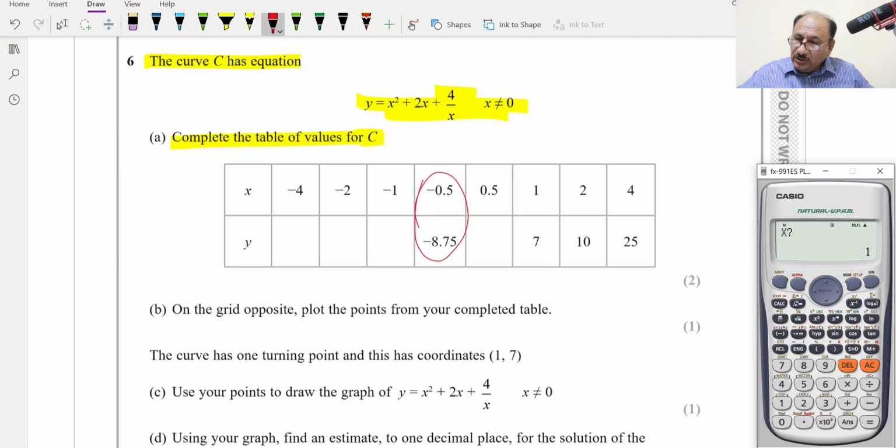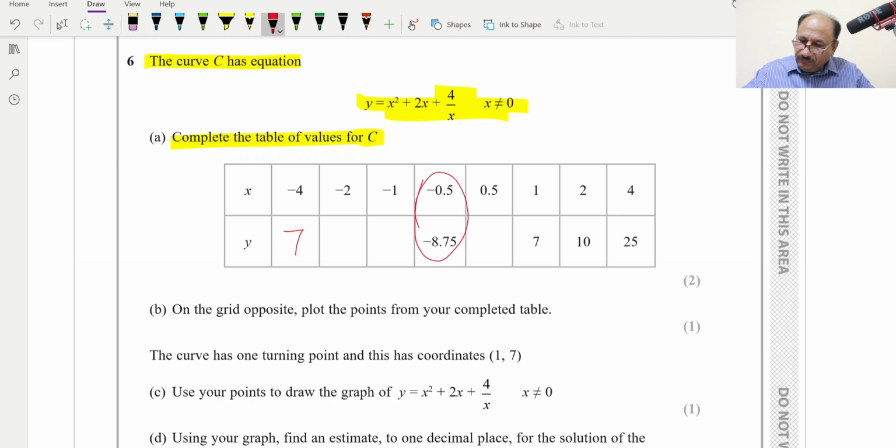So calculate for x is equal to minus 0.5 and press the equal button, and it should give minus 8.75. This is equal to minus 8.75. So this is the confirmation that our working is correct. Now we can calculate for minus 4. I'll press calculate for minus 4, and this is equal to 7. So we will provide here 7.